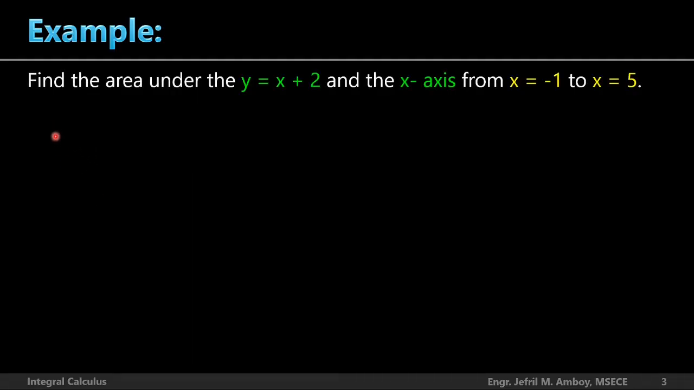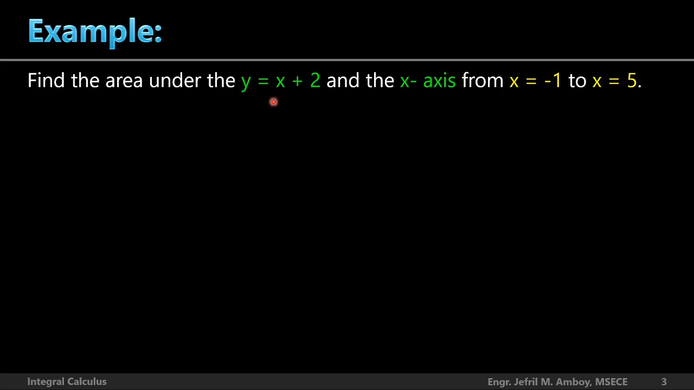Okay, so let us solve the first example. So here's the problem. Find the area under the graph of y equals x plus 2 and the x-axis from x equals -1 to x equals 5. Before we solve the problem, let us first take a look at the bigger picture.